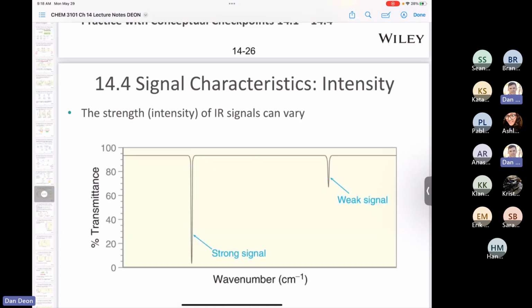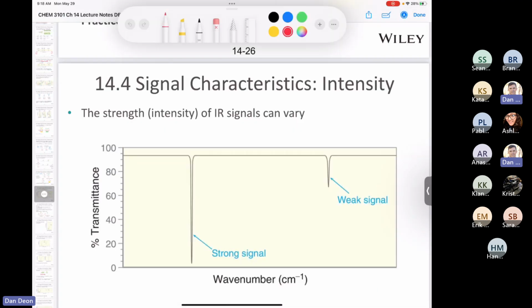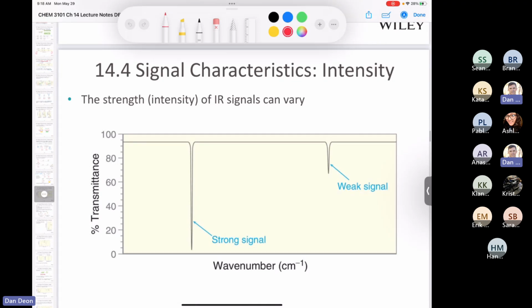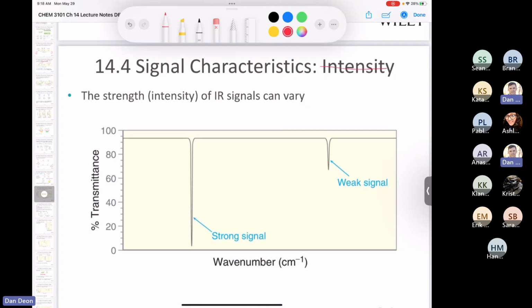Now, again, our textbook goes into quite a bit of information about intensity, but I can make it much simpler than they do, okay, the whole intensity concept. The idea is that the intensity of the IR signals can vary, okay? So sometimes you get a really strong signal. And what that means, if this is transmittance, is that if you have a peak way down here, that means that almost nothing went through.